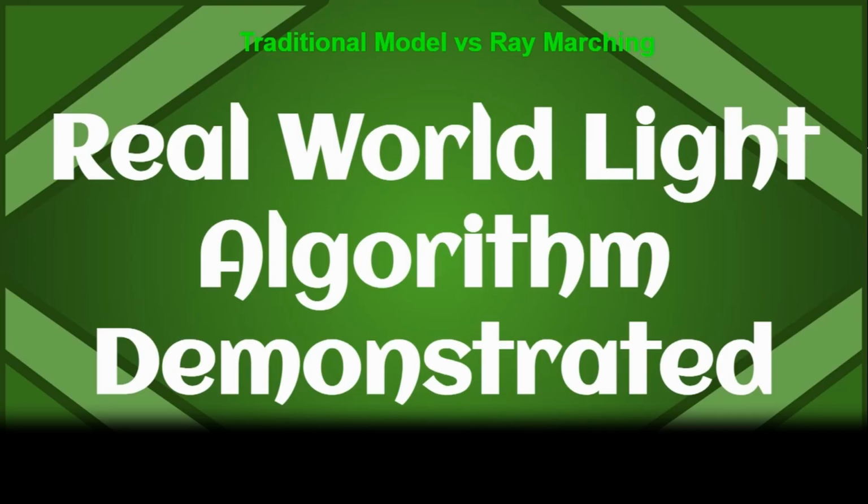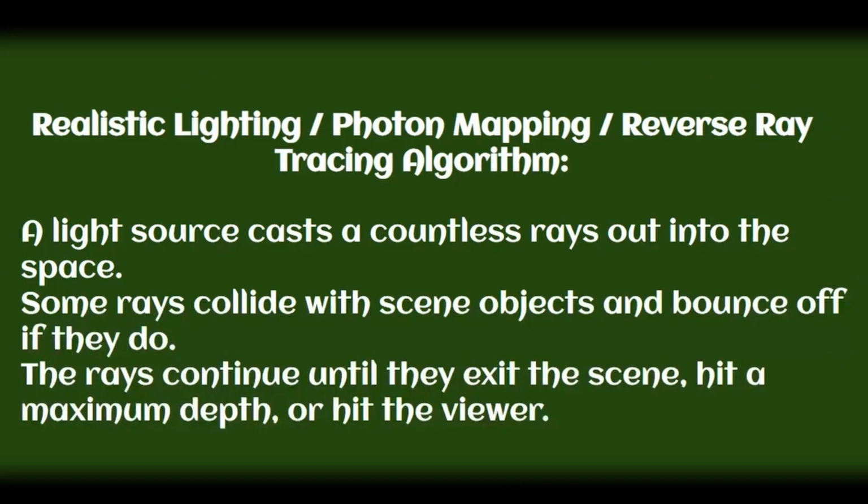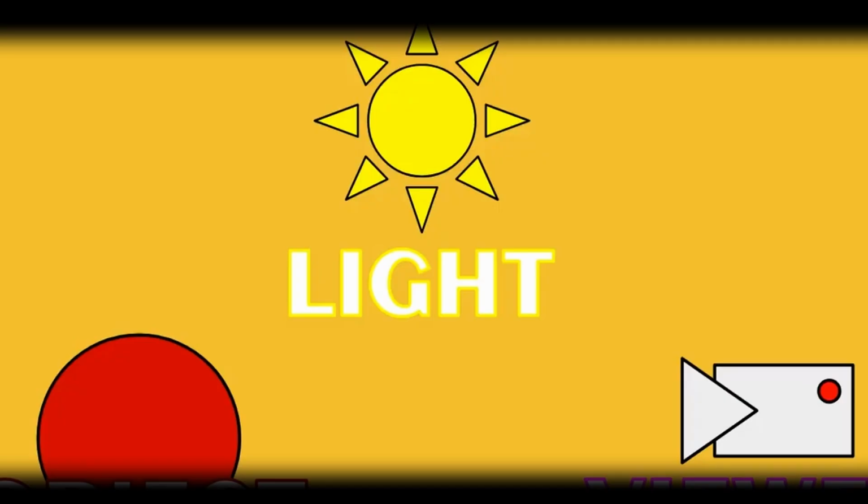Now, let's examine how this algorithm works and compares to the real-world physics and other rendering techniques. You may have heard of photon mapping or ray tracing, where light rays bounce off objects until they hit the camera. So this is the algorithm. A light source will cast out countless rays, some will collide with objects, and if they hit the camera, they'll be rendered appropriately.